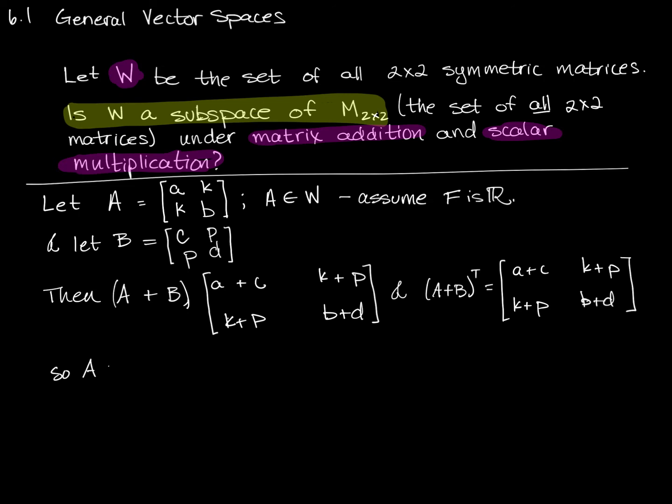So A plus B, that new matrix, is an element of W, which is the set of all 2 by 2 symmetric matrices. So even though these were generic values, when I take two matrices that have these properties and add them together, I get another matrix in W, another element of the set W. So that means that W is closed under addition over the field of R. So now we need to check for scalars.